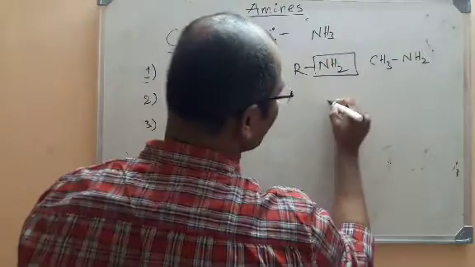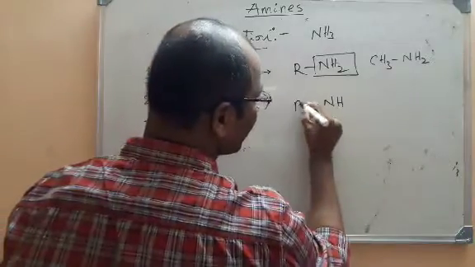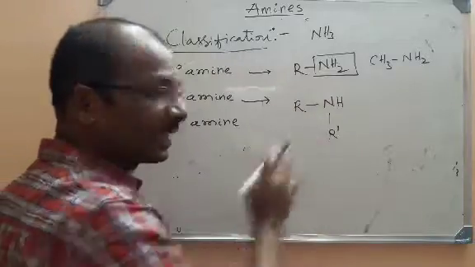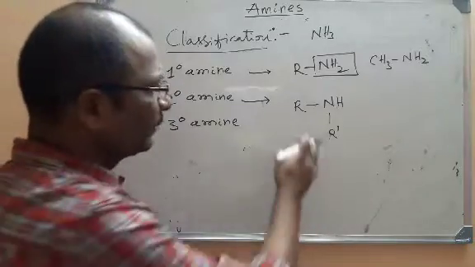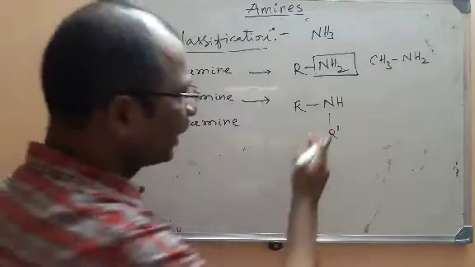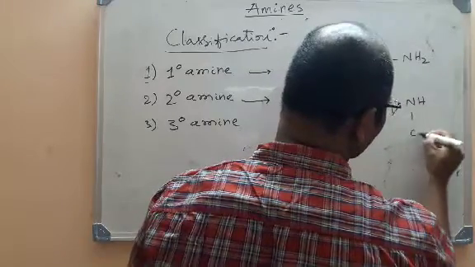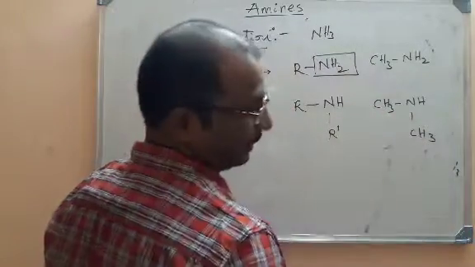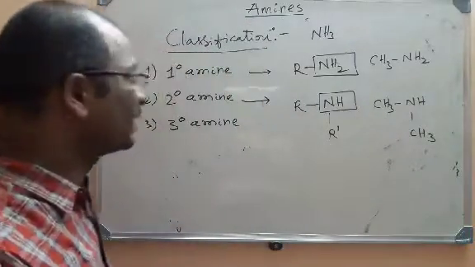For example, if I remove two hydrogens on ammonia, I will be left with an NH group. This NH group can be attached to two alkyl groups like R and R dash. Here both can be the same, or R and R dash can mean different alkyl groups or aryl groups. I will write one example here: CH3, NH and CH3. Look here, the alkyl groups are the same. The name of this molecule is dimethylamine. So it's a secondary amine. Here, what is the functional group? NH is the functional group in the case of a secondary amine.